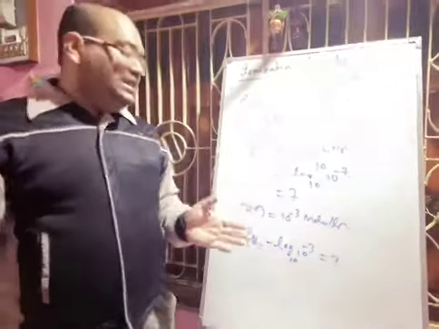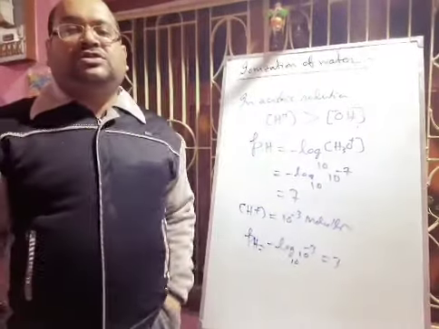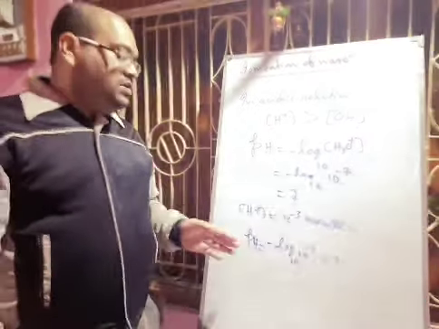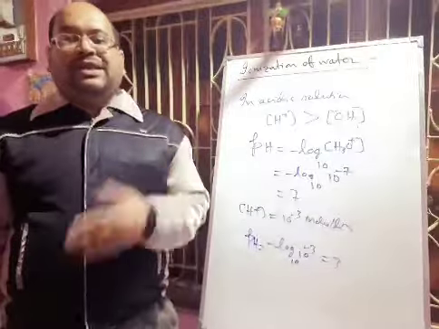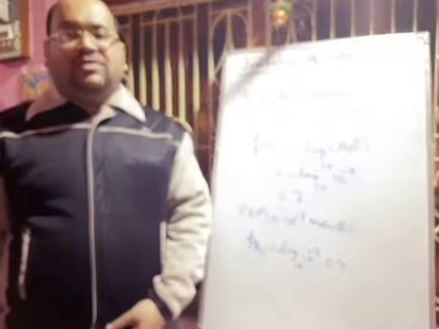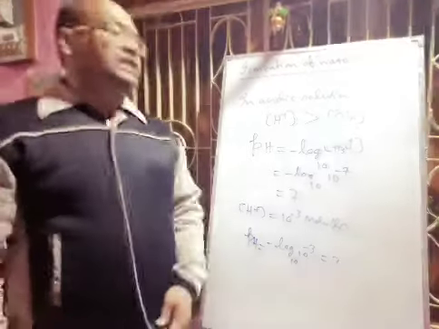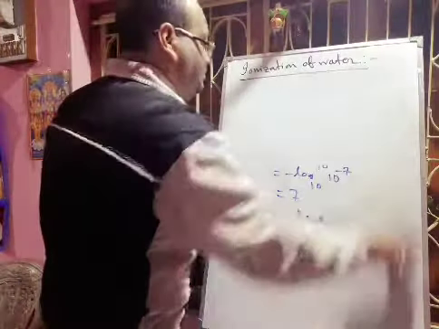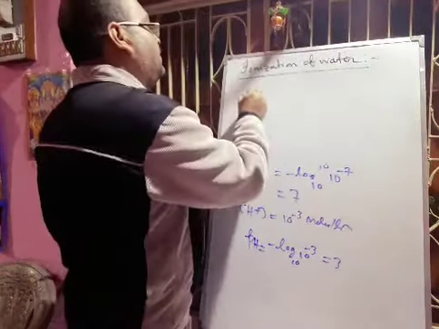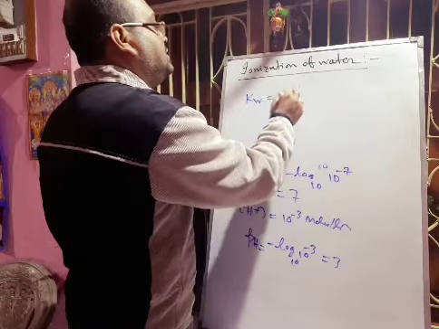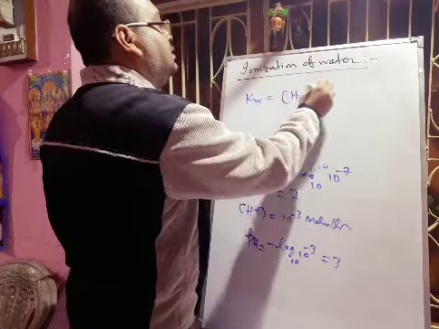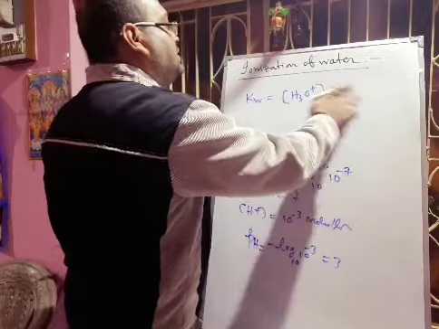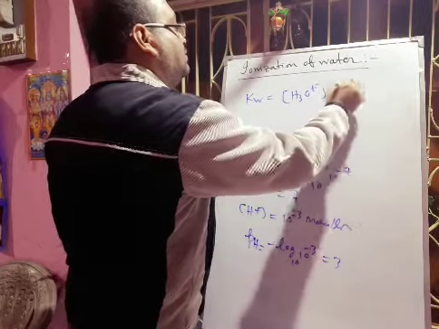Now consider a 10 to the power minus 3 molar NaOH solution. Definitely the concentration of OH minus will be 10 to the power minus 3 moles per liter. All of you know that Kw is equal to the concentration of H3O plus into the concentration of OH minus. This is the ionic product of water.